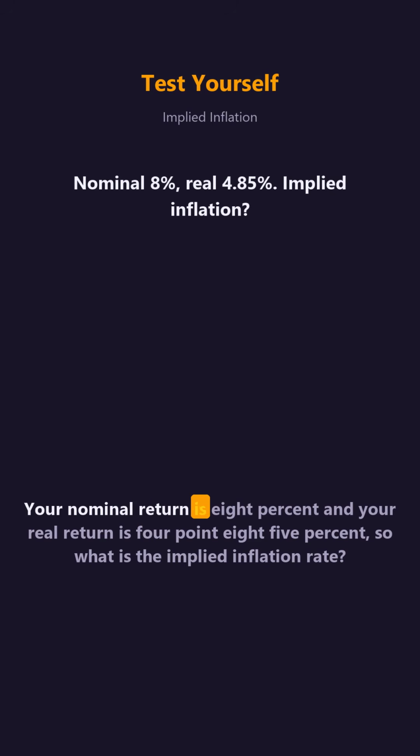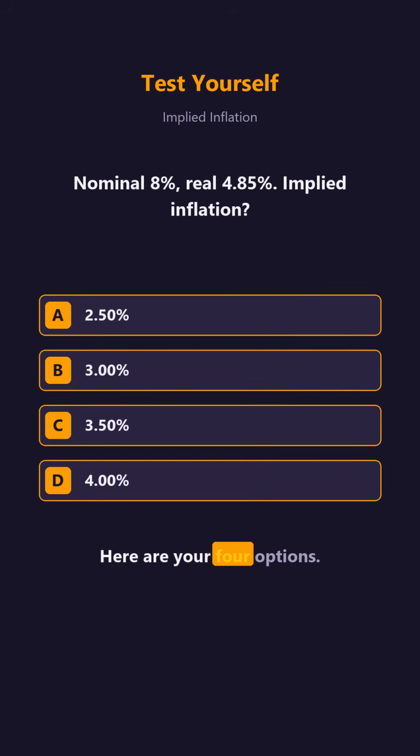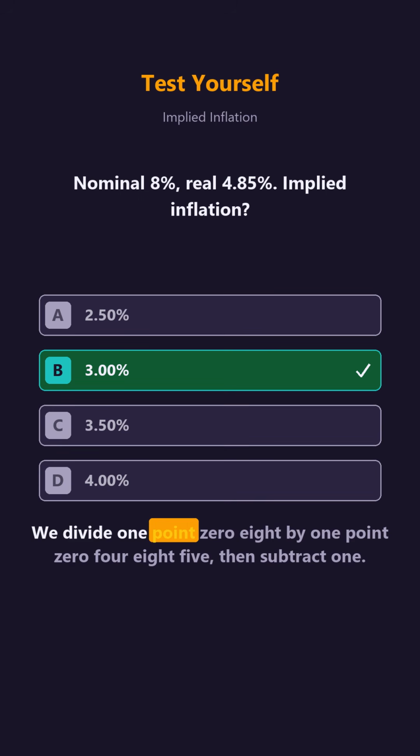Quick quiz, test yourself. Your nominal return is 8% and your real return is 4.85%, so what is the implied inflation rate? Here are your 4 options. Pause the video and solve it now. The correct answer is B, 3%. We divide 1.08 by 1.0485, then subtract 1.